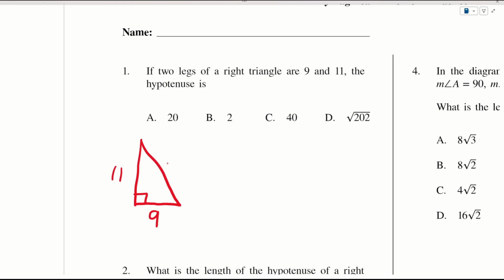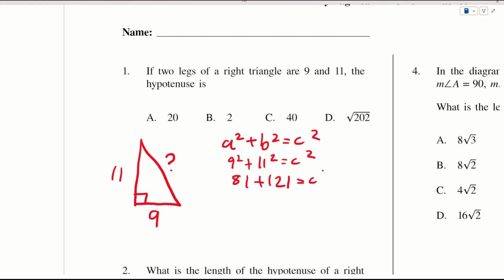Now the only thing we're missing is what is the hypotenuse. So this is a question mark, or you can just put an X. So by using the Pythagorean Theorem, which is a squared plus b squared equals c squared, we already have two of our legs, which is a and b, but we don't know what our hypotenuse is, so we have to solve for c squared. So we're just going to substitute the values of the legs. So 9 squared plus 11 squared equals c squared. This is going to be 81 plus 121 equals c squared.